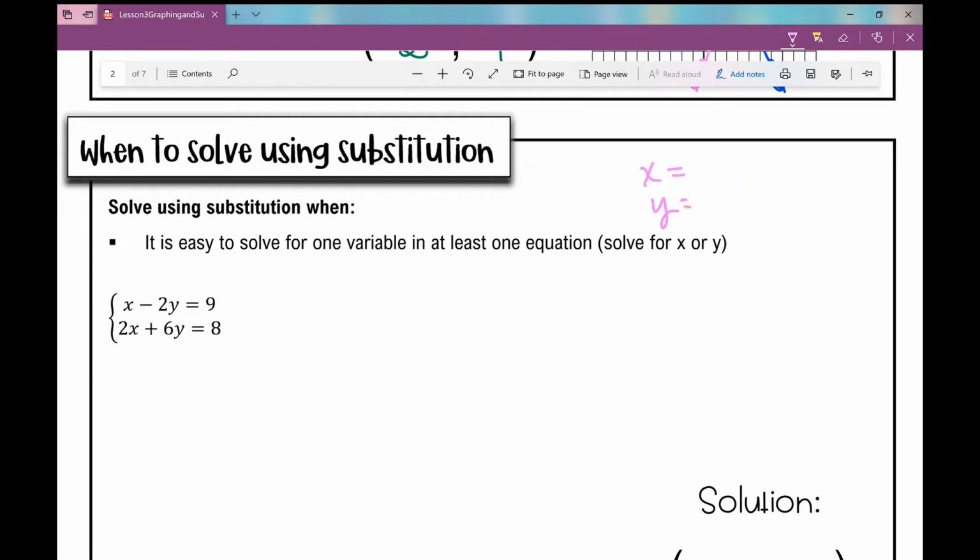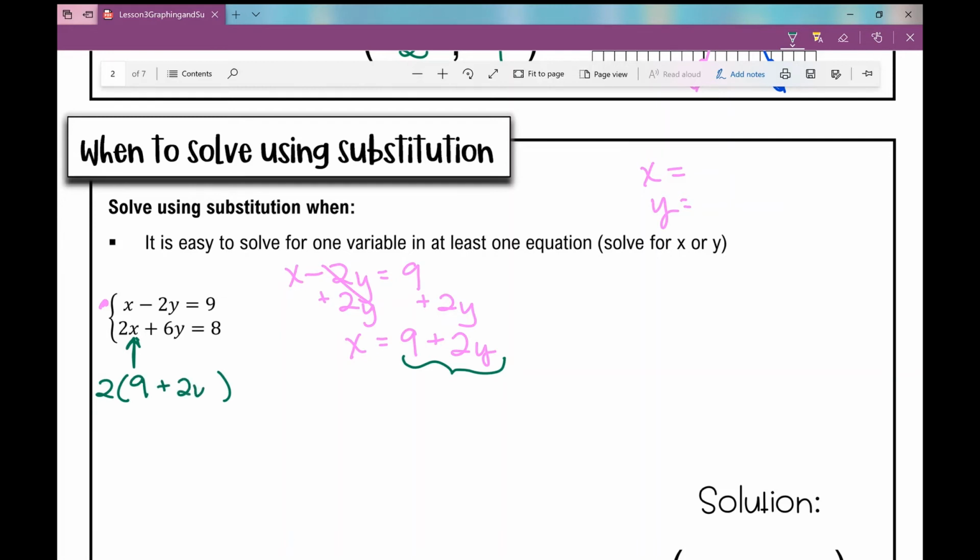So in this example, I see here in this first equation that if I add 2y to both sides, I can easily solve for x. So x equals, and I'm just going to write it like this, 9 plus 2y. If you write it 2y plus 9, that's fine. So now I've solved for one variable. If x equals 9 plus 2y, anywhere I see x, I can replace it with 9 plus 2y. So that's what I'm going to do. Instead of 2 times x, it's going to be 2 times 9 plus 2y plus 6y equals 8.